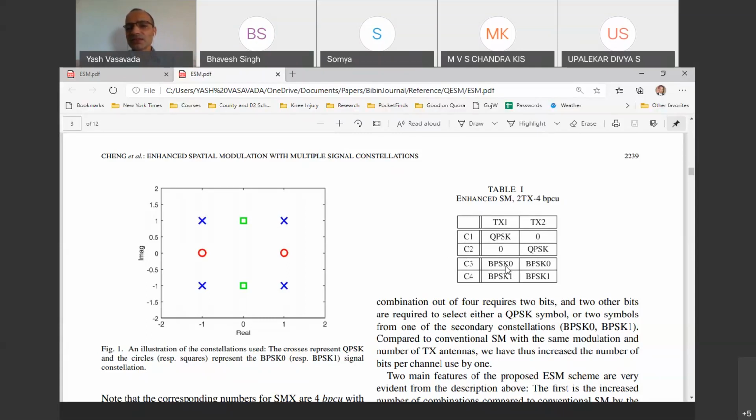But one thing that we will do differently is, in case of C3, I will have BPSK symbols that look like this vertical arrangement. These blue X's are the conventional QPSK symbols, these two. This BPSK0 is these green squares. See, there are only two green squares. And BPSK1 is these red squares. And so now I'm able to separate C3 from C4, and C3 and C4 from C1 and C2 also.